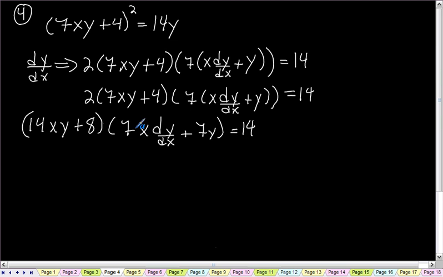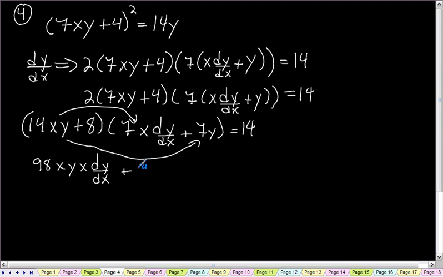7 times, what is this? Let's do this part here. Let's do 7 times 14 to start off. See what happens. So with 14 times 7, it gives us 98. So it's 98xy times x times dy dx. That's the first one. Now we have to do the second one.